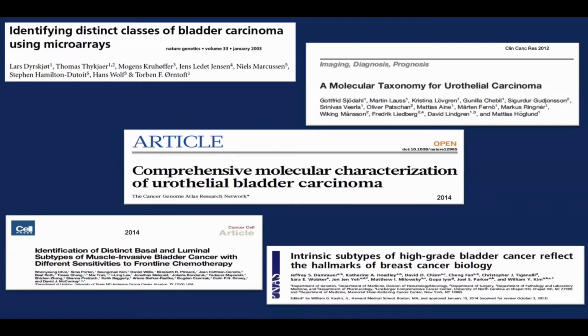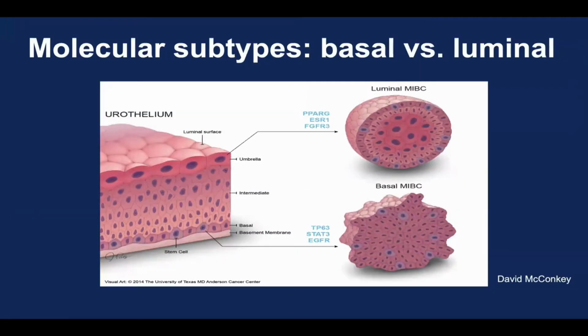So the combination of these 3 papers, all within a month of each other, immediately put molecular subtyping of bladder cancer on the map. And the basis of it really is quite simple. All of the subtyping schemes that we have at a higher level divide bladder cancer into luminal and basal.